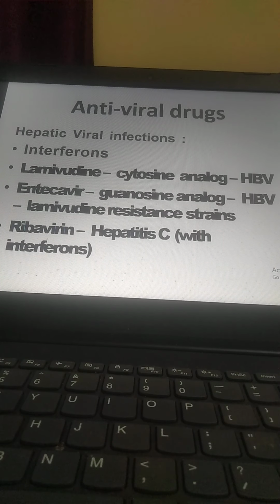We can have ribavirin for hepatitis C with interferons. So we cannot give ribavirin alone for hepatitis C. We can give it along with the interferon.